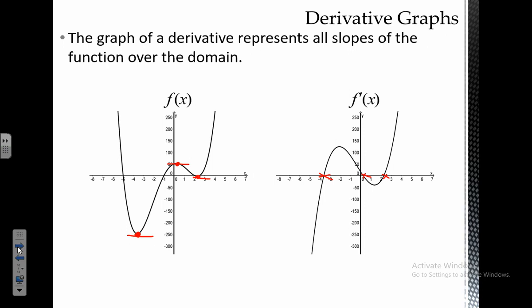As long as you have a nice smooth curve for your function, you should have something smooth for your derivative. Where we get into trouble is if we have a point of discontinuity, like with the absolute value graph, then you're going to see a jump in the derivative graph.